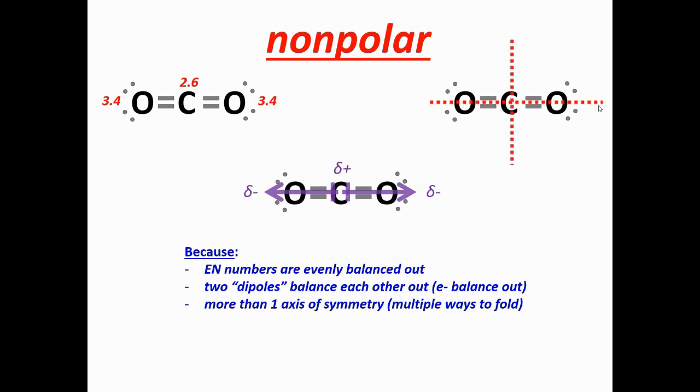Or you could say, oh, I could draw a horizontal axis of symmetry, and I can draw a vertical axis of symmetry. If I fold it either way, it will be the same on either side. That means it has more than one axis of symmetry. It is a symmetrical molecule, symmetrical shape, symmetrical distribution of electrons.